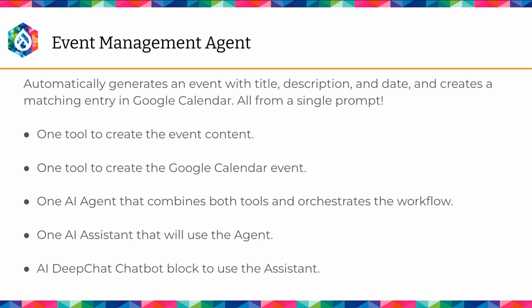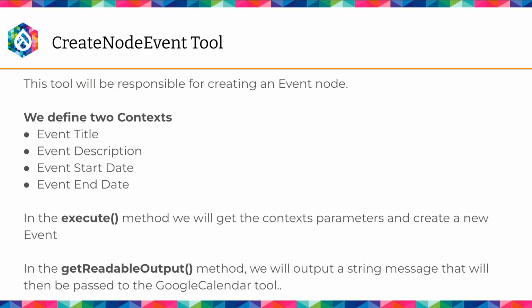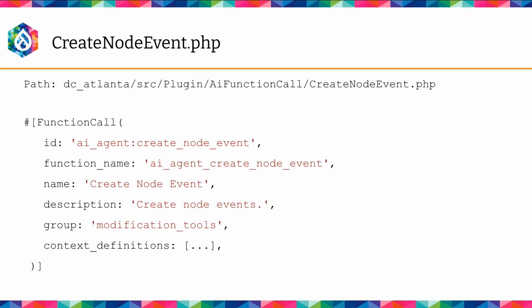So let's start. We break down first the create node event tool. So we want the event title, the event description, a start date, and an end date. And then again, in our execute function, we will basically create the nodes. And in the get readable output, we can send a message to the agent that will pass this message to the calendar tool.